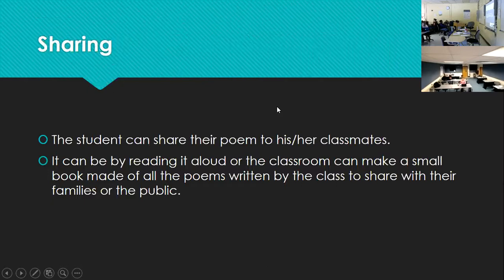It can teach by reading aloud. The classmates can make a book made of all the poems written by the class to share with their families or the public. They can go out into their auditorium and have a luncheon with their family, and everyone can take turns reading out loud to their family. Because when you're that young, you're not going to be shy. You're going to be like, my mom's here. I'm about to read this poem as loud as I possibly can. And so it teaches them that just because they wrote a poem and they're only 6 years old doesn't mean it doesn't need to be shared.